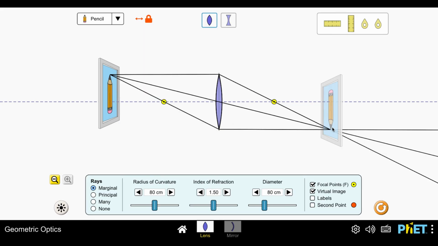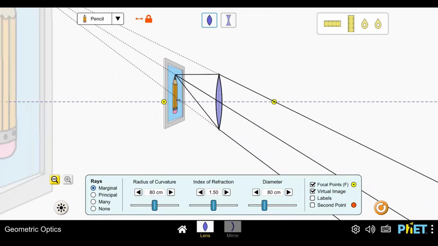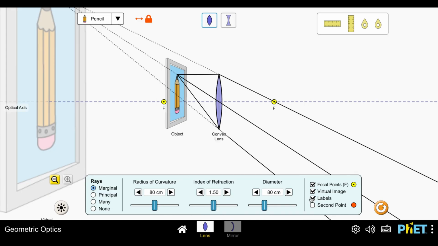Of course, you can see that this point is below our principal axis, which means it's a real image. And in addition, for lenses, remember, real images actually appear on the opposite side because if you have light rays and they pass through the lens, they let light pass through. So the only way that the light will converge is if it's on this side right over here. By the way, this is for a convex lens.